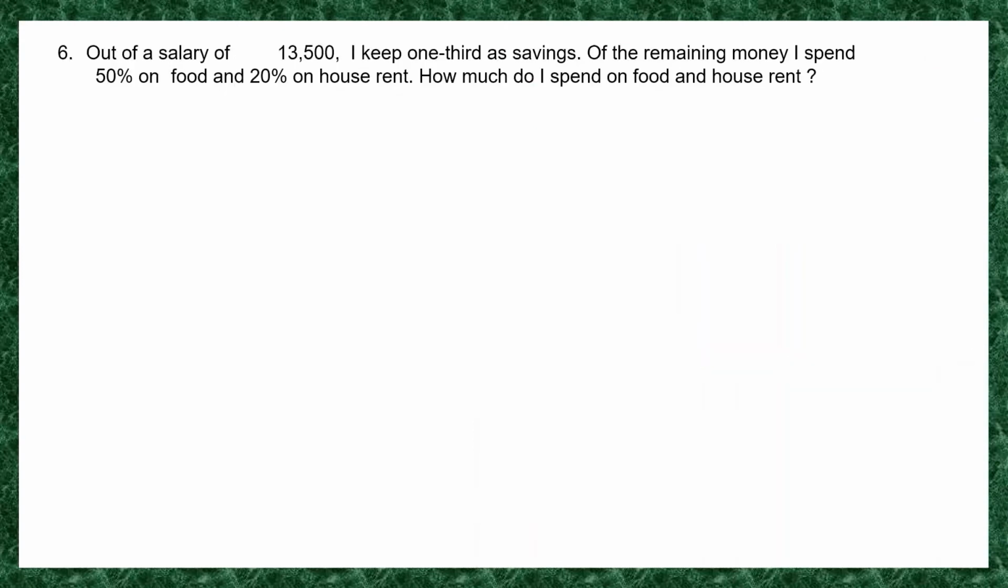Question 6. Out of a salary of 13,500 rupees, I keep 1/3 as savings. Of the remaining money, I spend 50% on food and 20% on house rent. How much do I spend on food and house rent? Okay, so the initial salary is 13,500. So that is the salary.